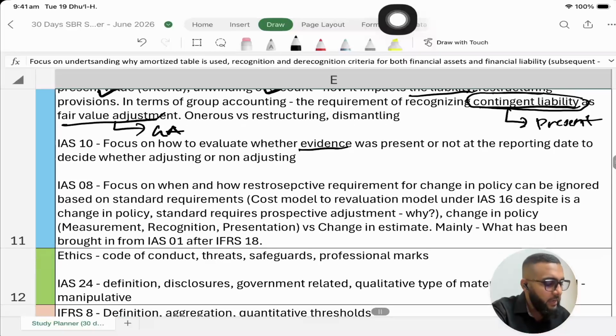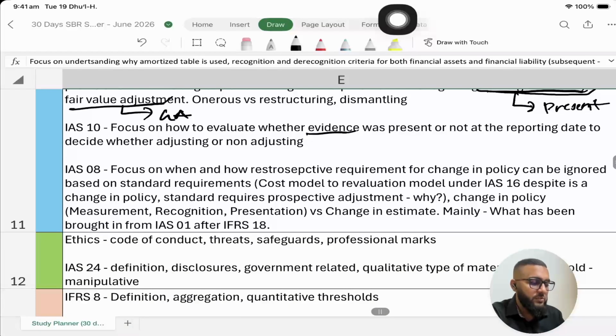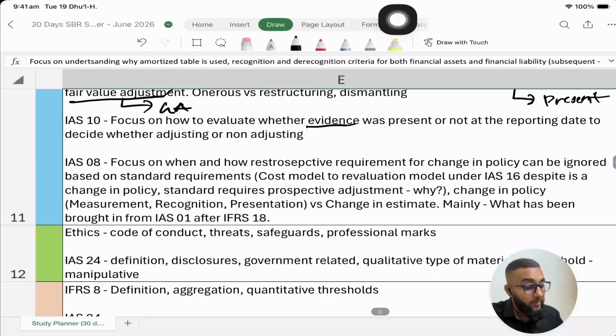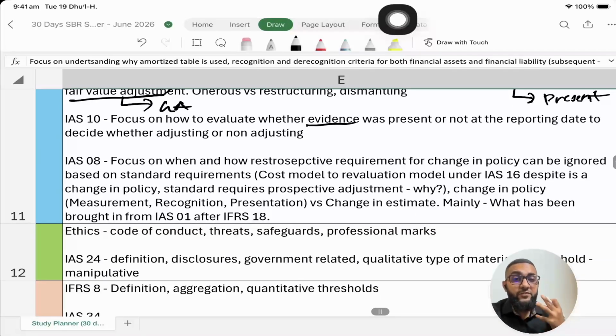Right. IAS 8, focus on when and how the retrospective requirement for change in policy can be ignored based on standard requirement. Usually, the changes in policies require the retrospective adjustment, right? But there are instances where you would be ignoring that, and the specific standards would take precedence. For example, IAS 16, the revaluation model, when you change the models, now there's a policy change. But IAS 16 restricts the retrospective adjustment, so it requires you to do prospective adjustment. Why? Think about it.